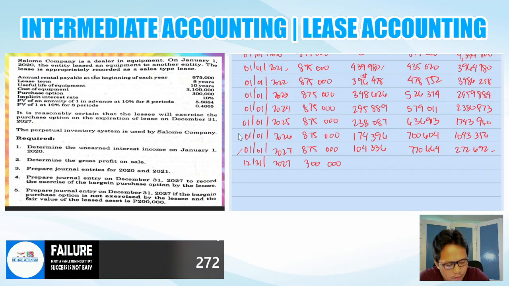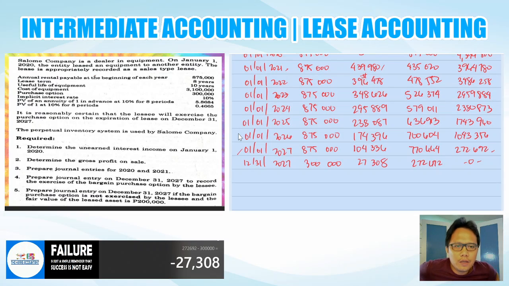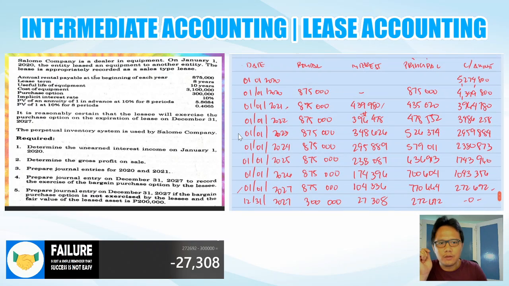So that would be 272,692 minus 300,000. So the interest is 27,308. Obviously, this is 272,692. So this is 0 na. So that is your amortization schedule. No? So the point is, number 1 lang dito, kasi nga may advance payment, hindi ito yung starting carrying amount natin, but rather ito. Because we need to deduct first the advance payment.